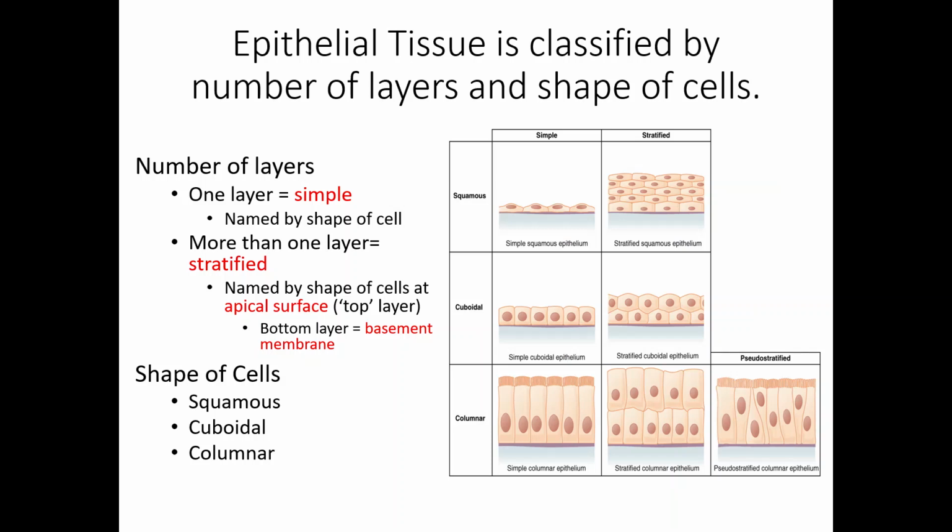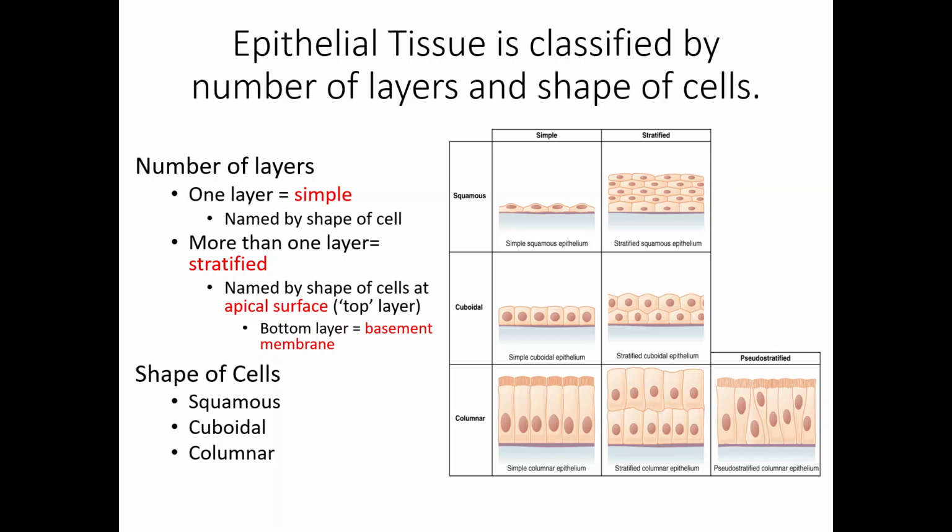Now, I hinted at this. When we name epithelial tissues, we have 2 things to keep in mind: the number of layers within the tissue and the shape of the cells that compose the tissue. So we only have 2 options for number of layers, because you could have 1 layer or you could have more than 1 layer. If you only have 1 layer, you are in simple epithelial tissue. If you have more than 1 layer, then you are a stratified epithelial tissue.